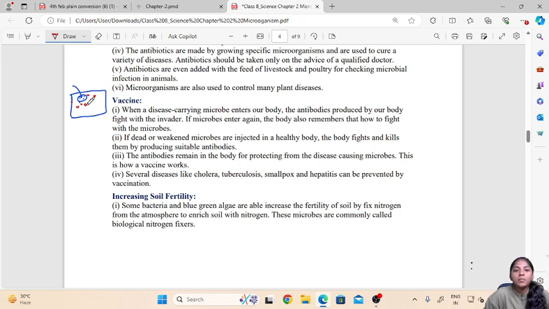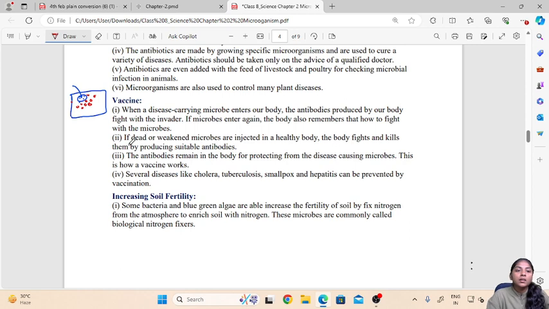When a disease carrying microbe enters our body, the antibodies are produced by our body to fight with the invader. If microbes enter again, the body also remembers how to fight with the microbes. So once antibodies are formed against a certain microbe, they will fight with the microbe and eliminate it and protect our body, and our body or the antibodies will also remember how to fight against the disease in case we are attacked by the microbes again in future.